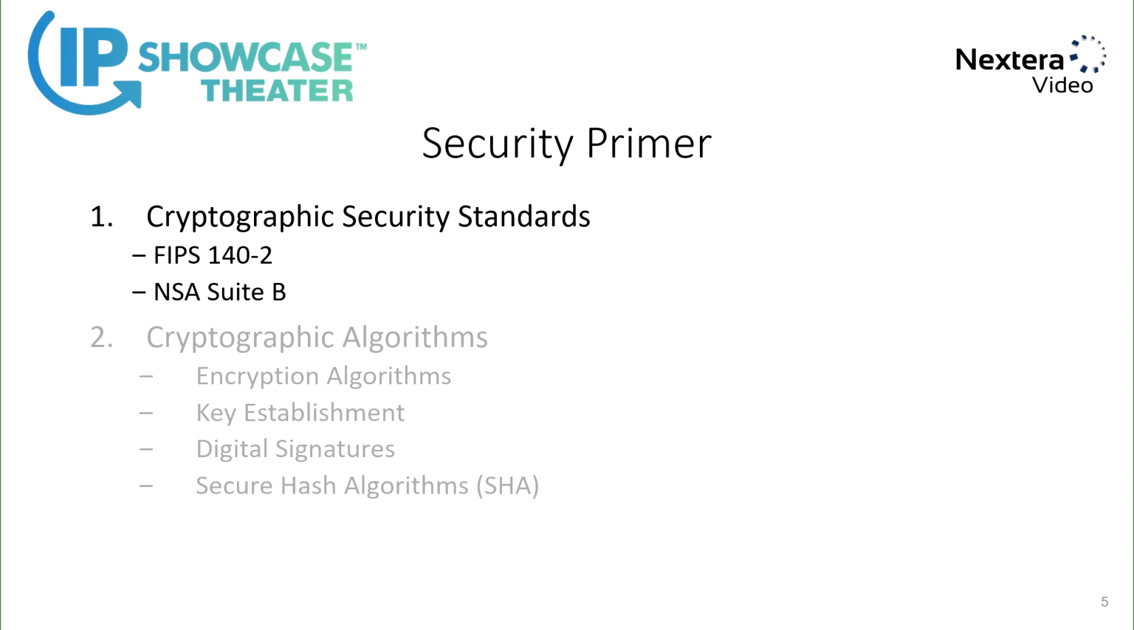One of the important things to look at for security is the cryptographic elements itself. It turns out the US government has done quite a bit of work in this, and they've published some specs. One is called FIPS 140-2, and the other is called NSA Suite B. We'll jump into those first in some detail.